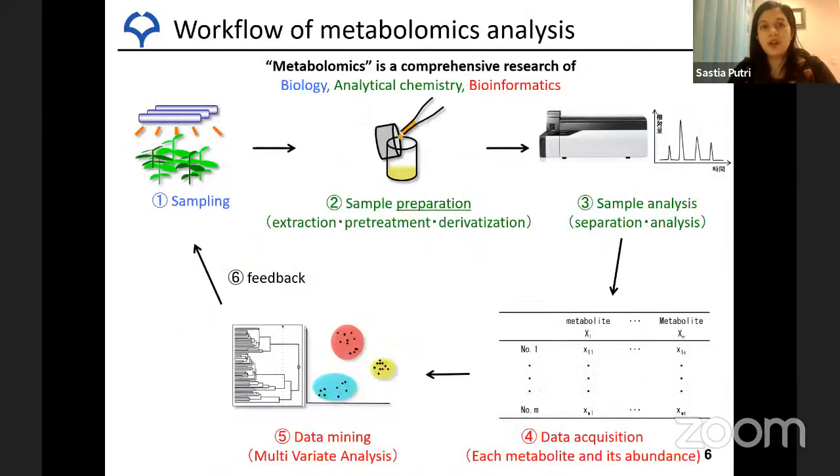So before we start, I would like to repeat again what I mentioned regarding the workflow of metabolomics. Starting from sampling is very important. Then how you prepare the sample is very important. Then how you analyze the sample is also equally important. Because afterwards, if you do not do the sampling properly and you don't do the sample preparation and analysis properly, we say it's junk in, junk out.